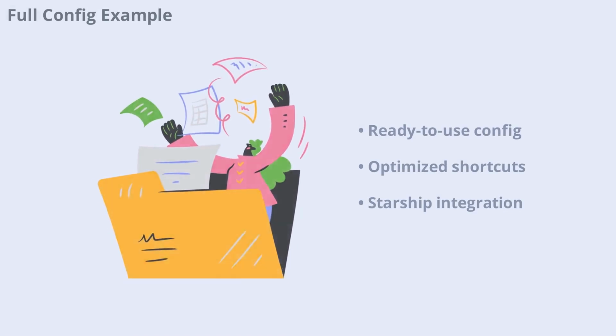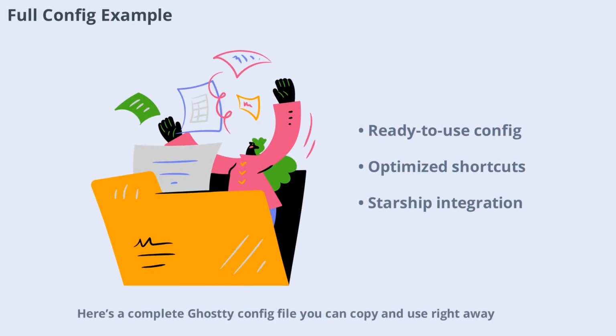Here's a complete Ghostty config file you can copy and use right away. It includes the Catppuccin Mocha theme, optimized split-screen shortcuts, Starship integration, and common tool aliases. Just back up your original config, create the config directory, paste in the new config, and reload Ghostty. This setup is designed to maximize your productivity and make your terminal experience enjoyable.